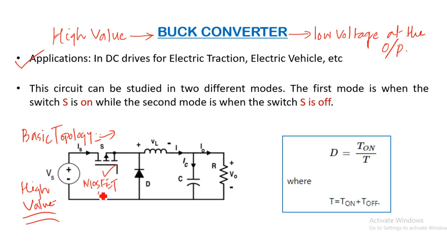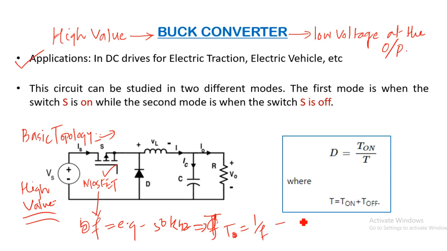Now let's assume that this MOSFET is being operated at some frequency, for example 50 kilohertz. There will be a corresponding time period, T equals 1 over f. This time period consists of the time for which the switch is on and the time for which the switch is off. We also keep in mind the duty ratio, which equals the ratio of the time for which the switch is on to the total time. This is a basic thing we have to keep in mind.